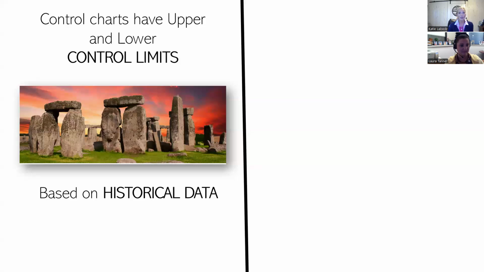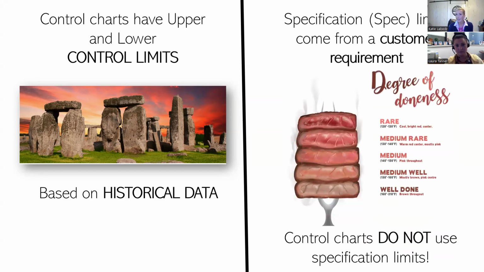Now, control charts have upper and lower control limits based on historical or reference data. Control charts do not have specification limits. Spec limits come from a customer requirement. Control charts don't use spec limits. Spec limits are from a customer who may say, I need this dimension of a part and it has to be between here and here. Those are your upper and lower spec limits, not control limits. That information is based purely on a customer requirement, not on historical data.